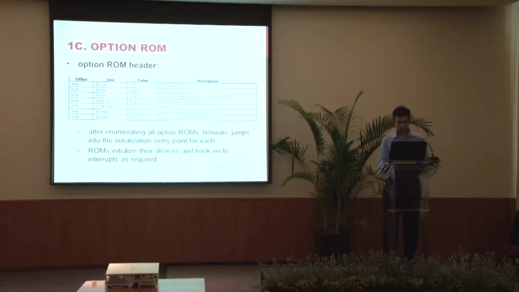Each option ROM has a small option ROM header. The option ROM header starts with the same signature used by boot sectors, followed by the length, followed by the initialization entry point, and then the data. The firmware first enumerates all option ROMs, maps them to memory. Then the firmware jumps into the initialization entry point for each option ROM. The ROMs then initialize their devices and hook onto each interrupt as required.